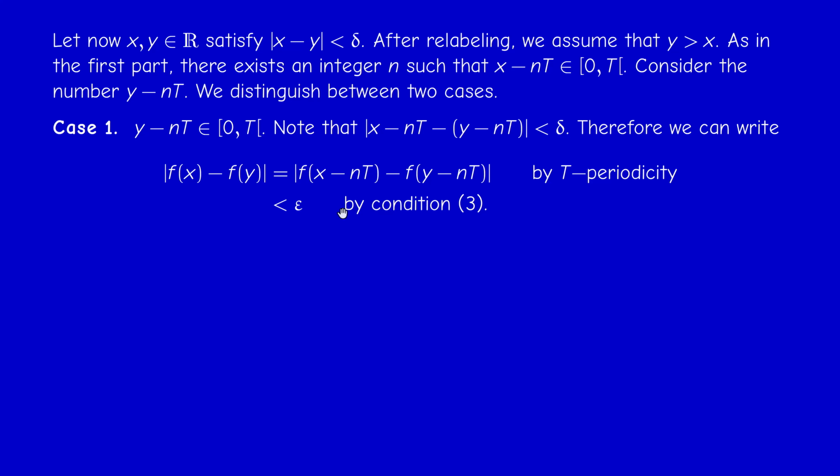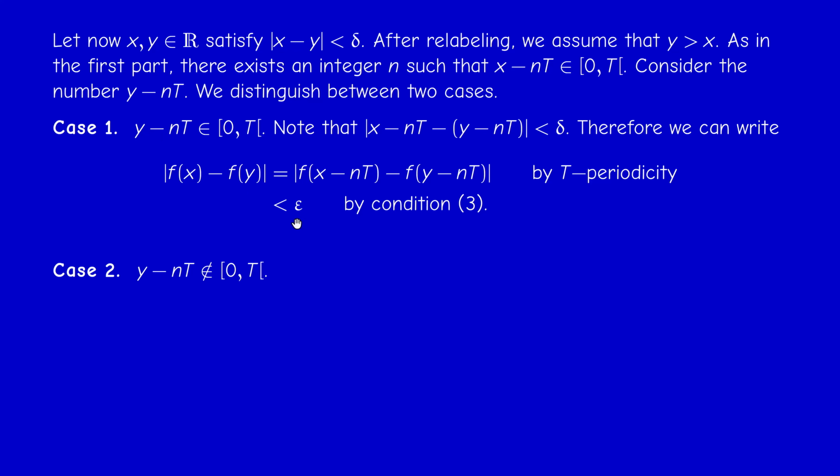And by condition 3, this is less than epsilon, because both these numbers, x minus nt and y minus nt, are in the interval 0t. If the distance between them is less than delta, then the difference between their images is less than epsilon. So this concludes the first case: f of x minus f of y is less than epsilon.